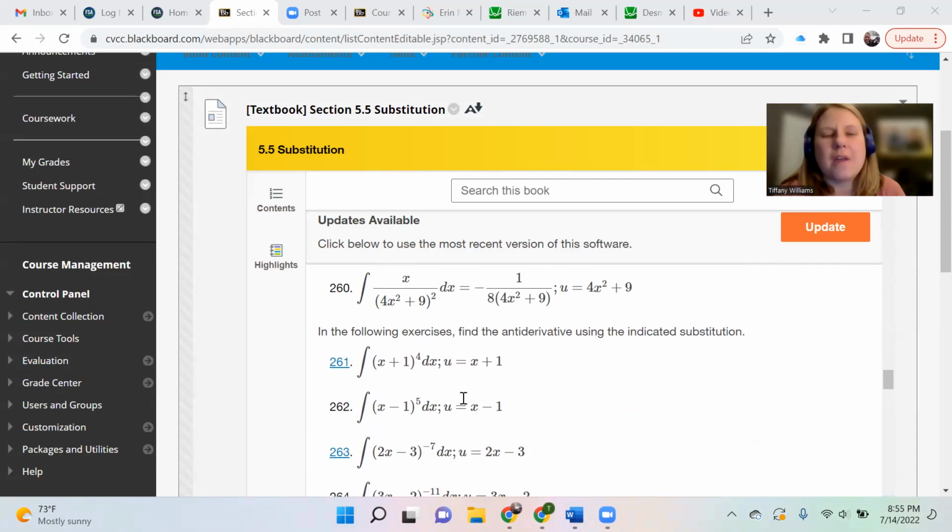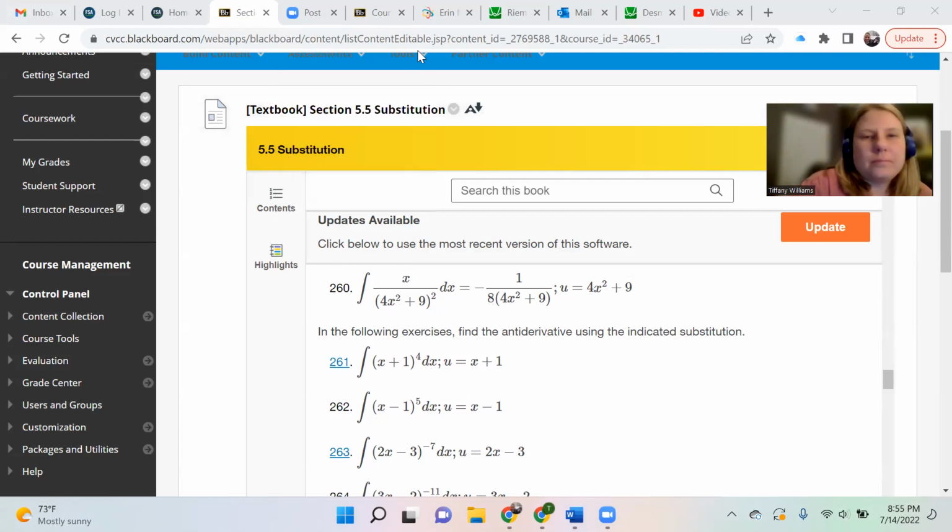So in 261, we have the integral of (x plus 1) raised to the 4th dx. And they're going to tell us that u equals x plus 1. Now, if I was doing this problem, I would have picked u to be equal to x plus 1 because that's what's on the inside of that composition. So that would be my g of x. So let me pull up a whiteboard here.